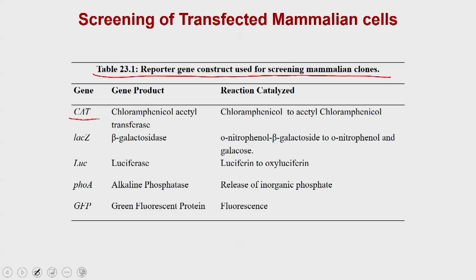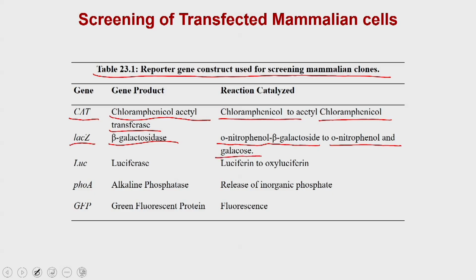For example, cat is a gene which expresses chloramphenicol acetyl transferase, and that converts chloramphenicol to acetyl chloramphenicol. So, you can monitor this reaction. LacZ expresses beta galactosidase, and the beta galactosidase can be used to monitor this reaction where orthonitrophenyl beta galactoside is converted into orthonitrophenol and galactose, and orthonitrophenol is going to give you the color, and that can be used to monitor the activity of beta galactosidase.